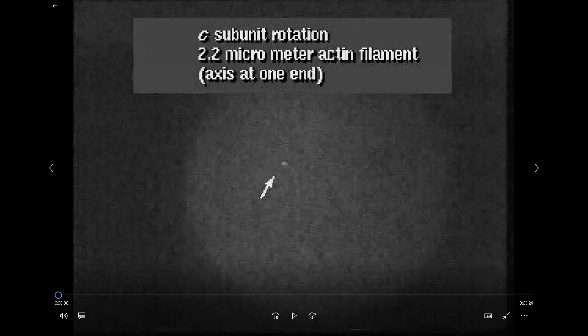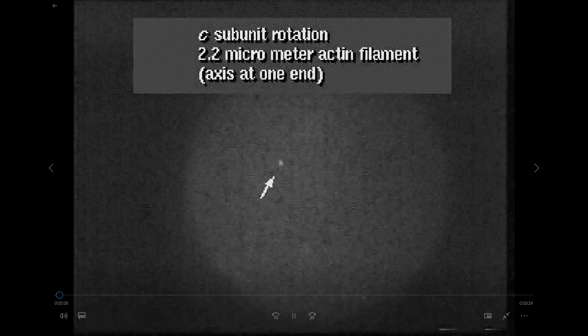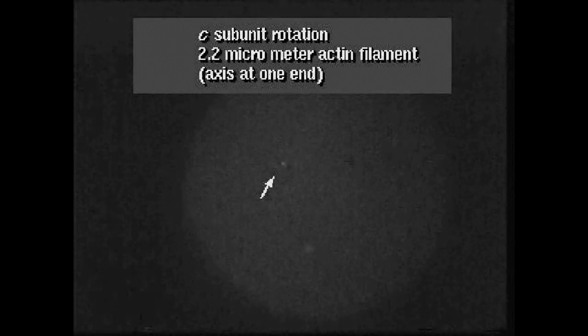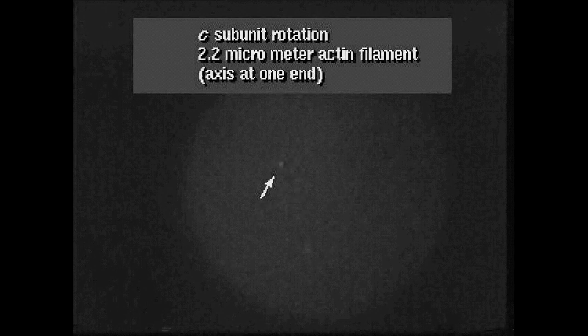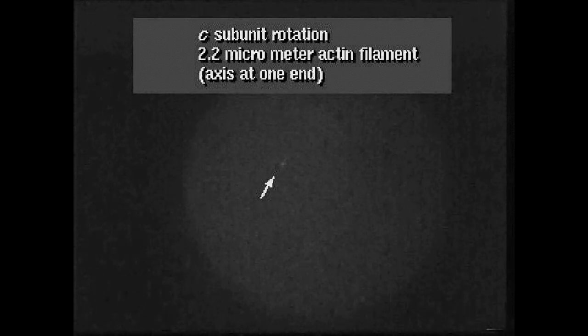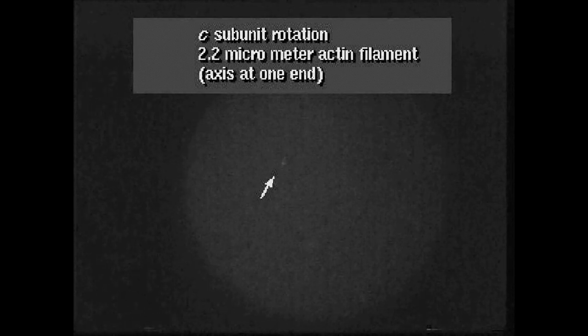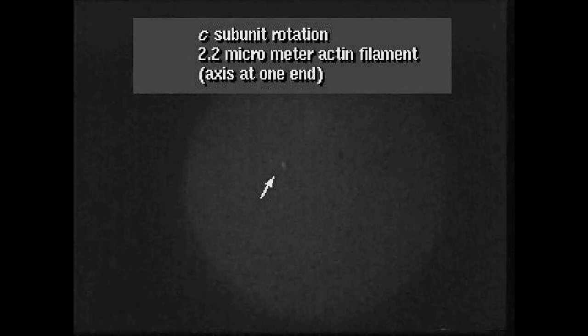It's really cool. So what you're looking at here, the arrow is pointing to it, it's really small, but that is one of these actin filaments that's connected to the C ring. They're going to give ATP to this, and you'll watch it start to turn in the counterclockwise direction. It's kind of jumpy for you guys, but that's okay. You can kind of get the idea that it's moving in this counterclockwise direction. That is really, really cool.